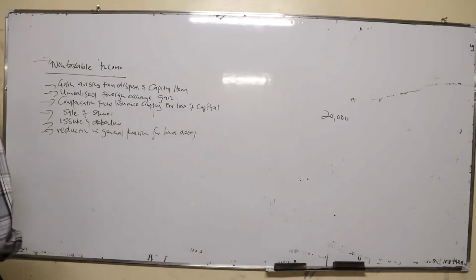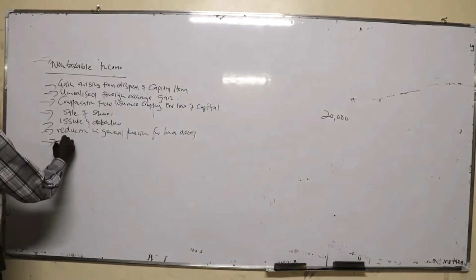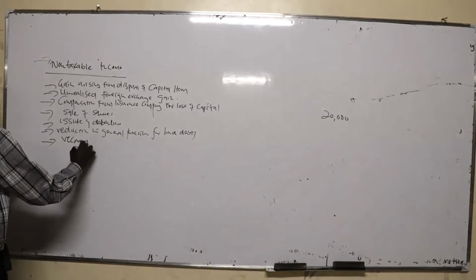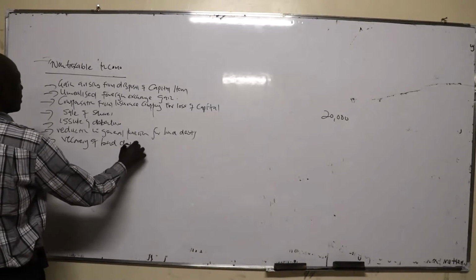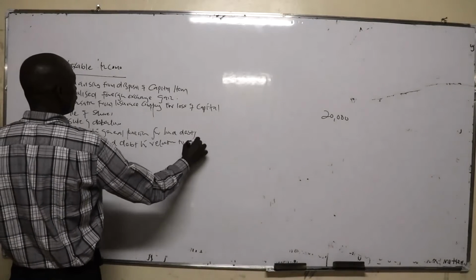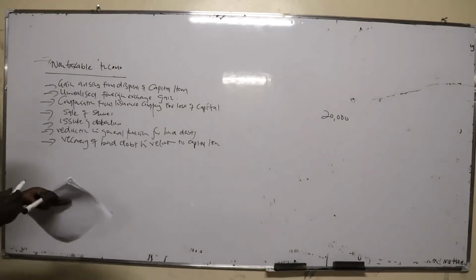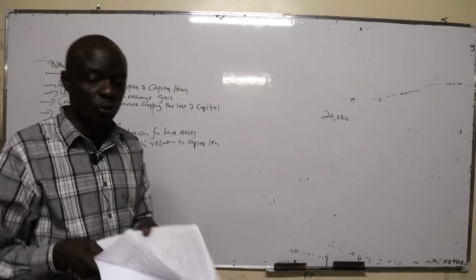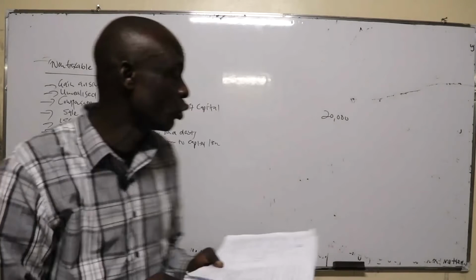And then another thing that is not taxable business income here is recovery of bad debts in relation to capital items. When you recover bad debts from the sale of capital items, that one is not taxable business income. So you need to know that.